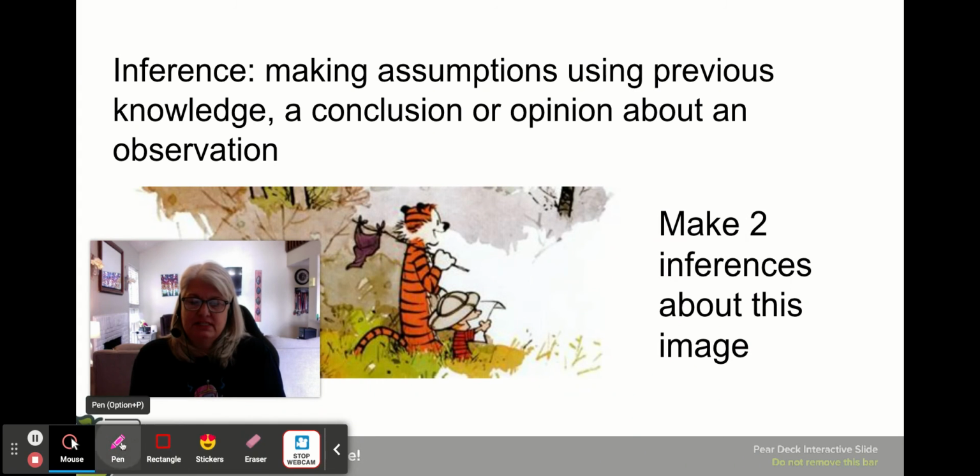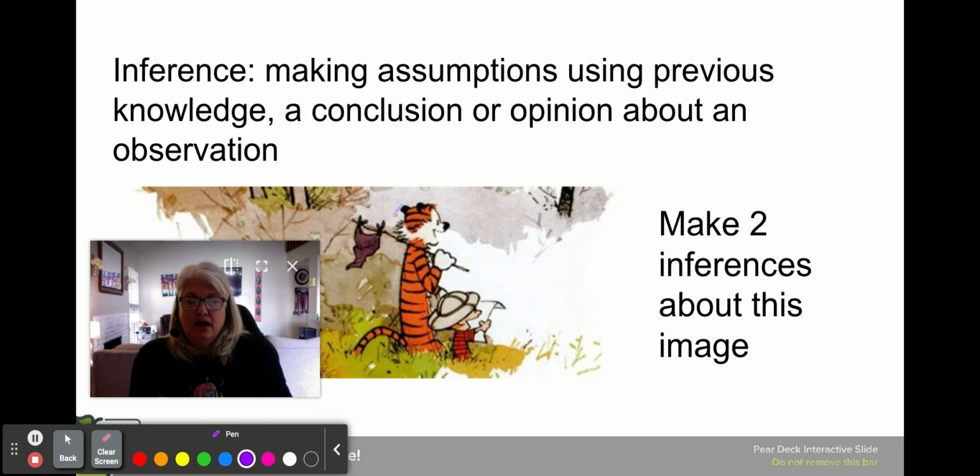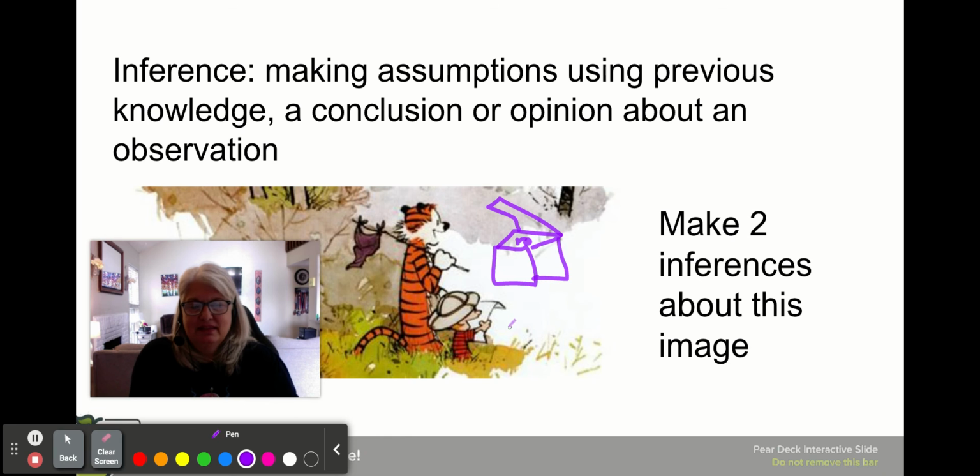Okay, so inferences I could make about this are that they look like they're going out to find buried treasure or something, right? They're on an adventure, so I'm trying to draw a treasure chest, which is coming out terrible. They look happy because they're both smiling. That's an inference. They're outside. That's an inference based on the grass that I see. Okay, so those are inferences.